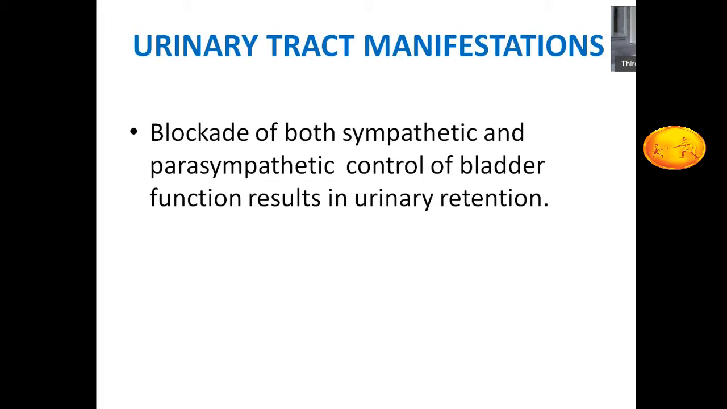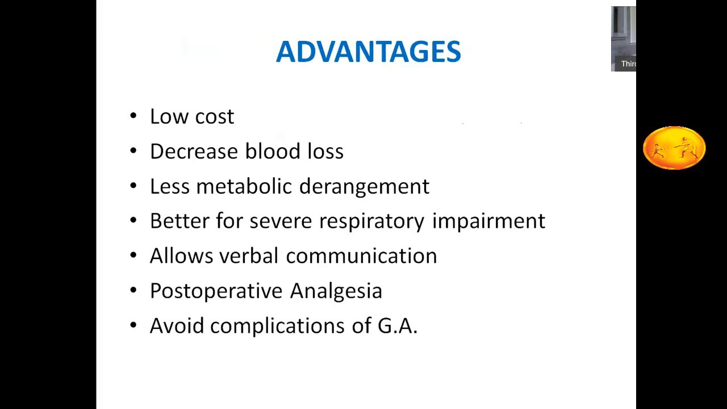Considering the urinary tract manifestation, the bladder is supplied by both the parasympathetic, that is S2 to S4 segments, and the sympathetic. Both are blocked in case of spinal anesthesia. So the loss of control of the bladder function will result in urinary retention.